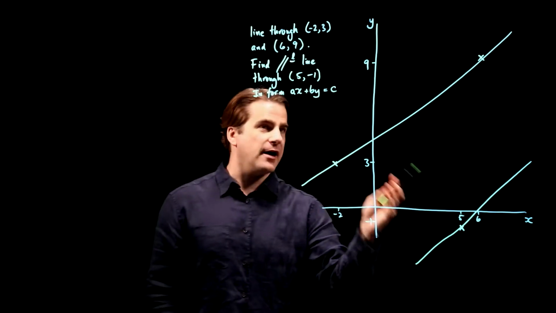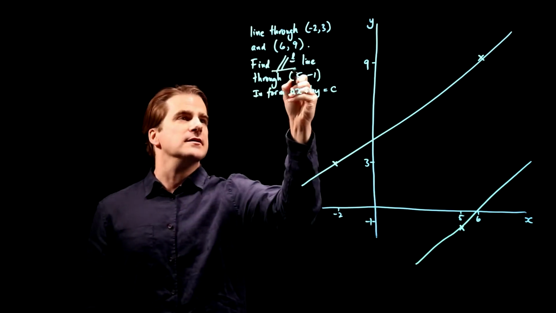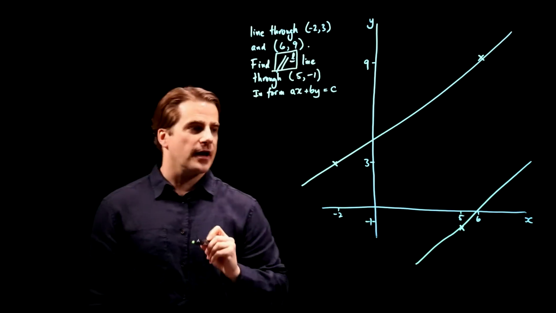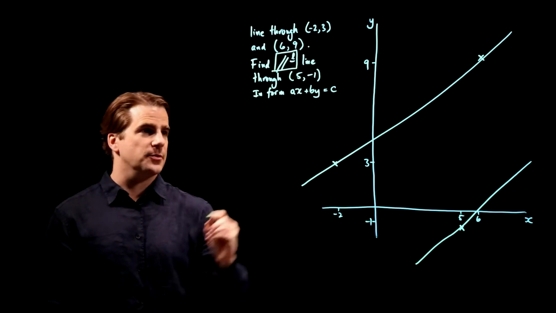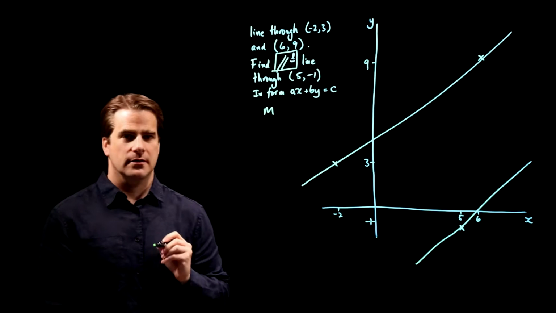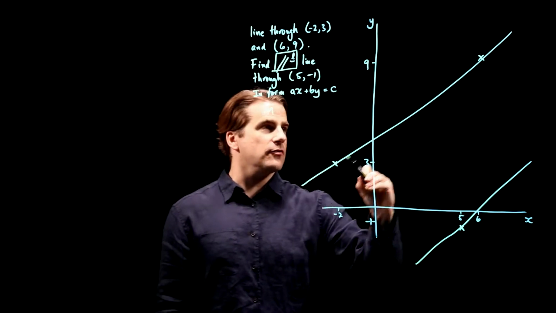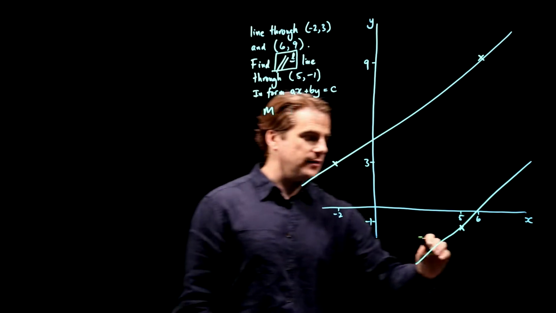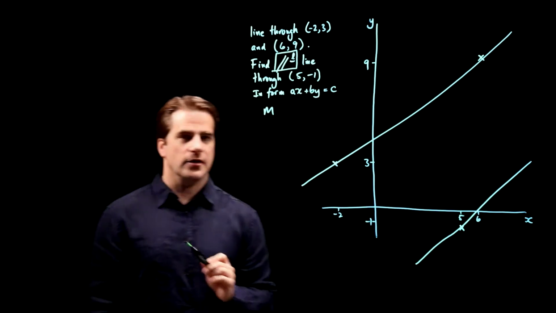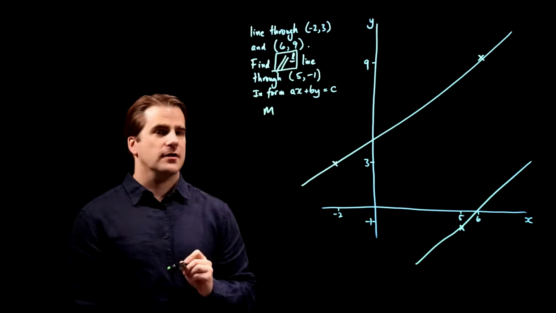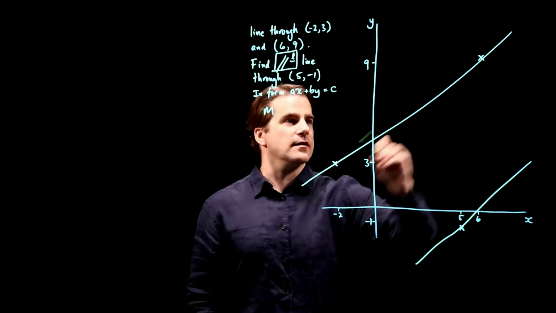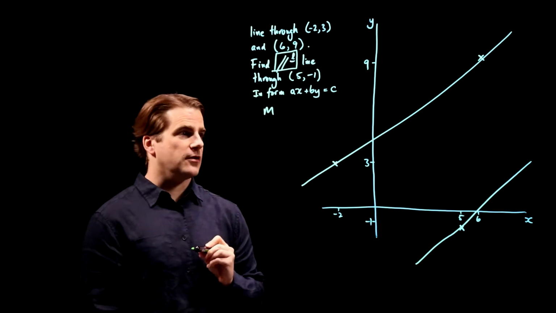Now, parallel means they have the same gradient, which we write as m. So, if we can find the gradient of this line, we have the gradient of the new line. So, what's the gradient of this line? Well, gradient is rise over run.